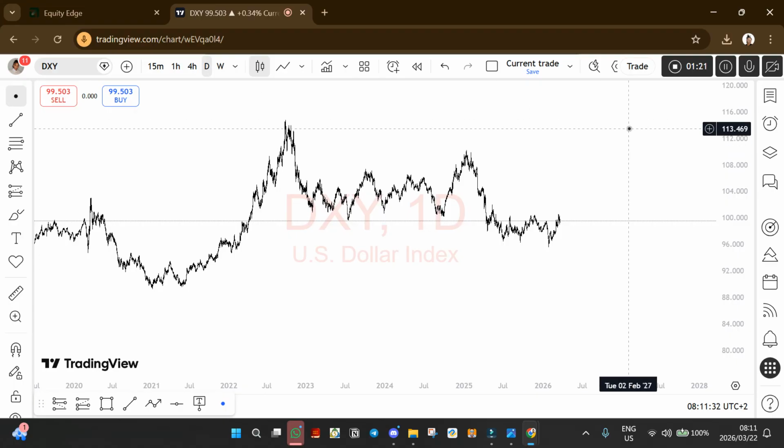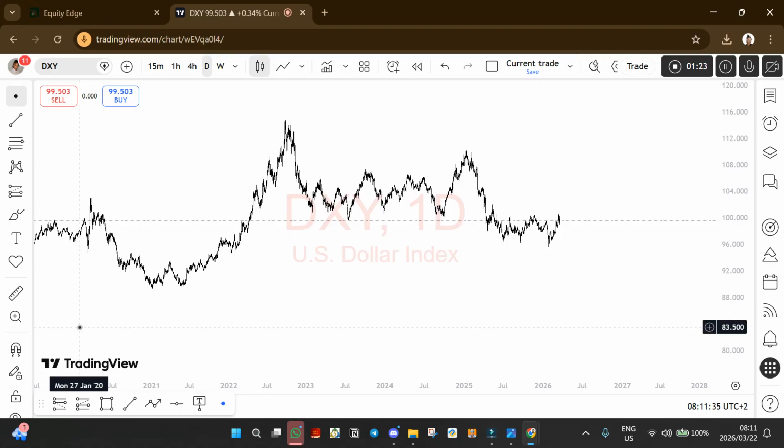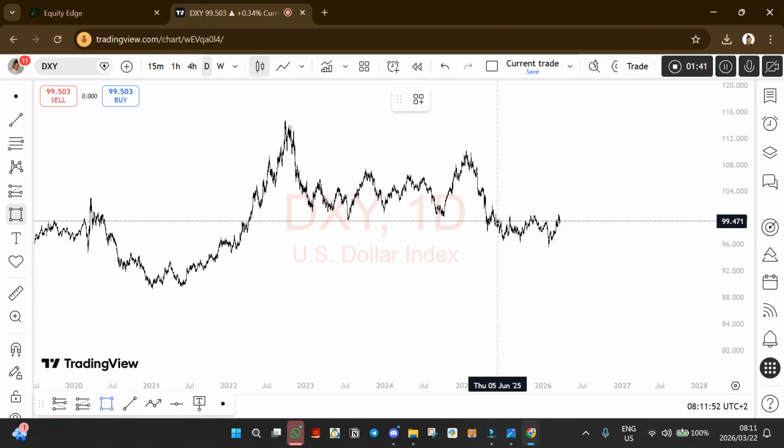Cool. Now, looking at the dollar index, this is what I do when I'm alone and I'm comparing GBPUSD to something. If I want to compare it to something that I know is inversely proportional to it, then I use the dollar index. Cool. Now let's get into it.